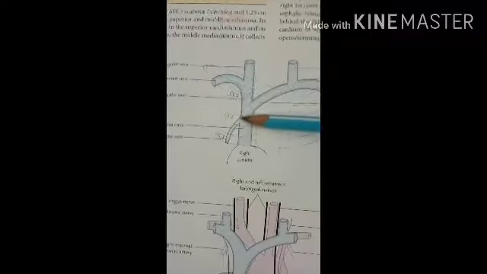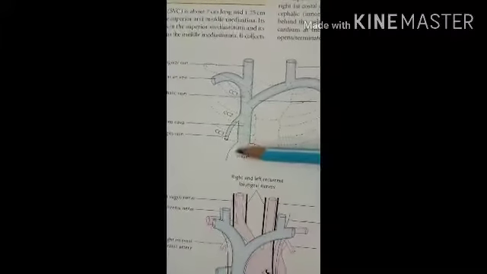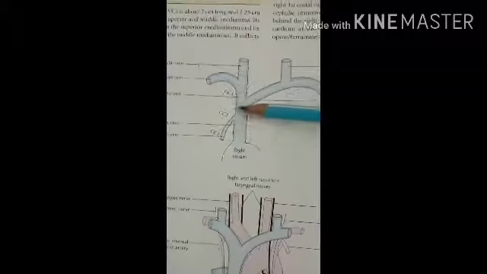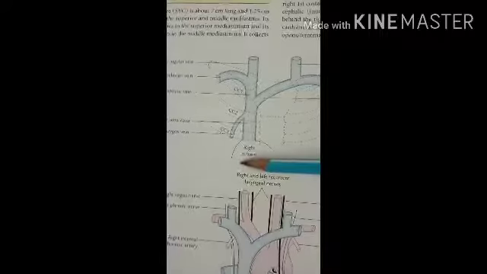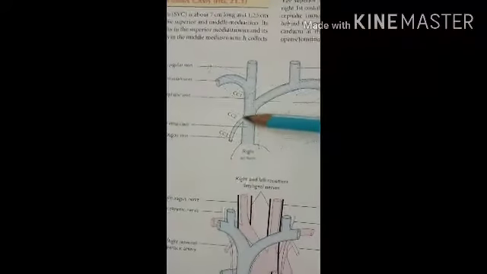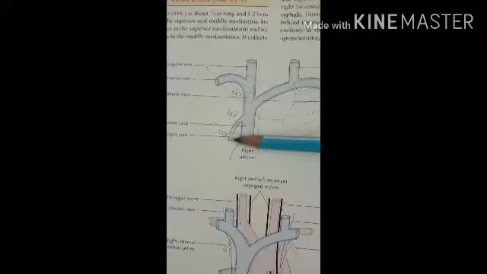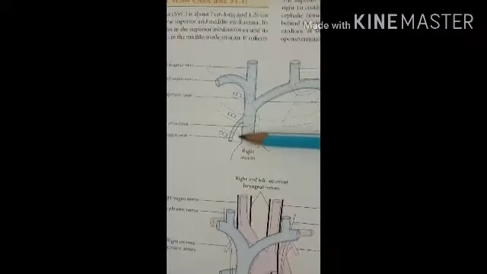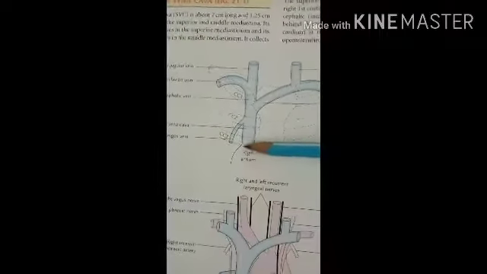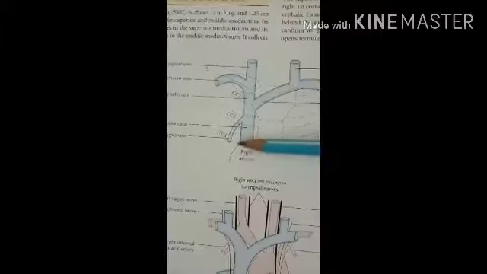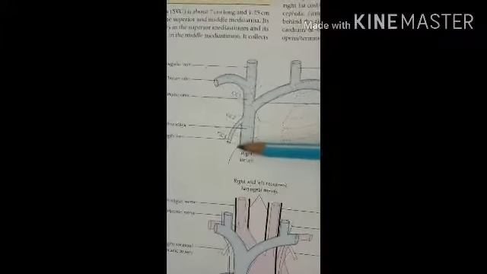Okay. Then it passes vertically downwards. So here you can see, behind the right border of the sternum. So that is the right border of the sternum, and it pierces the pericardium at the level of the second costal cartilage, and then it terminates into the upper part of the right atrium here at the lower border of the right third costal cartilage. So here you can see that is the third costal cartilage, C3.